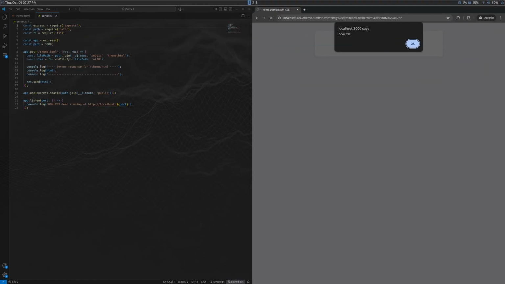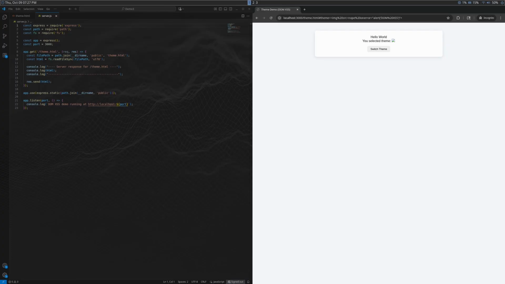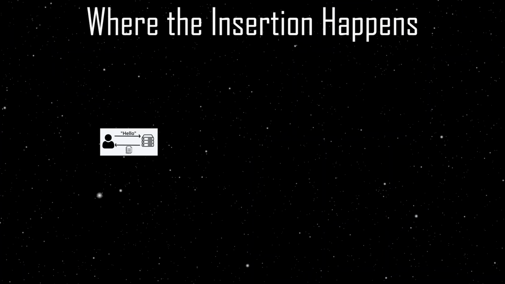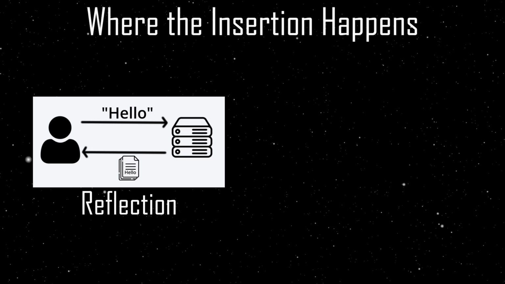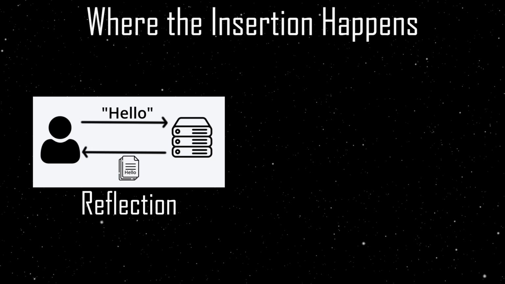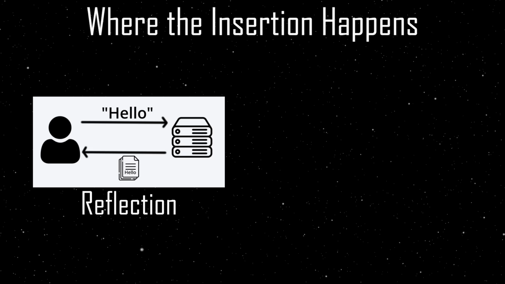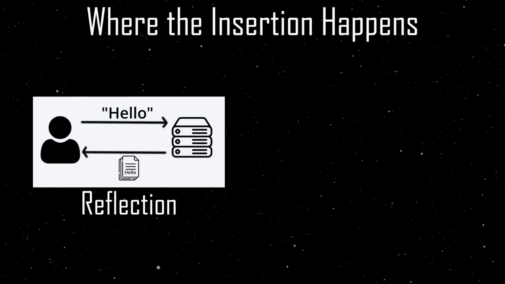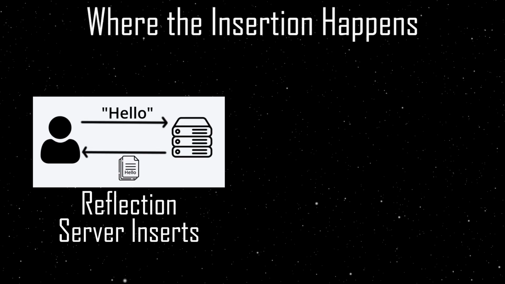Now, from the surface, DOM-based cross-site scripting looks very similar to reflection-based. An input is given to the web page, and that input is inserted into another page, and that page gets rendered. The key difference between DOM-based and reflection cross-site scripting is where the insertion happens. If you recall from the reflection demonstration, our input gets sent to the server, and then the server embeds our input into a page and sends that page back to us. The server is the one inserting the malicious script.